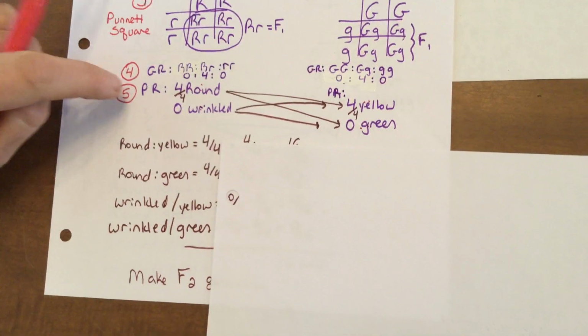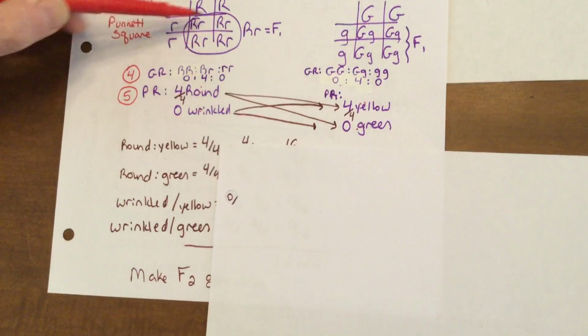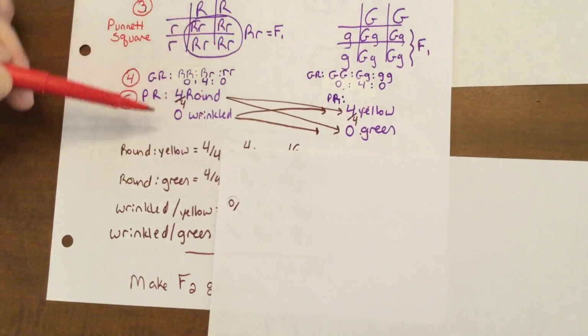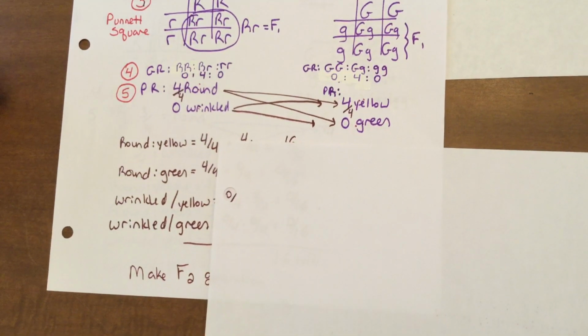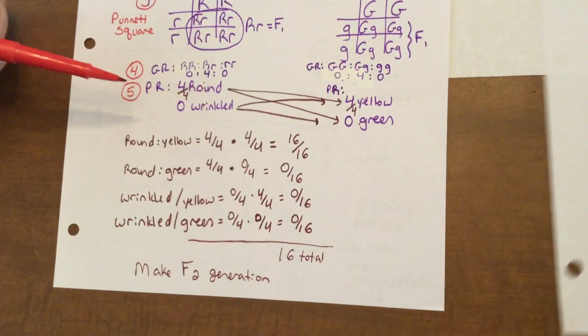The only difference I did on my phenotypic ratio here is keep them in fractions. So I have 4 out of 4 that are there. If I had 1 out of 4, I would put 1/4. If I had 2 out of 4, put 2/4. Keep your phenotypic ratio in fractions to make the next part a little bit easier.